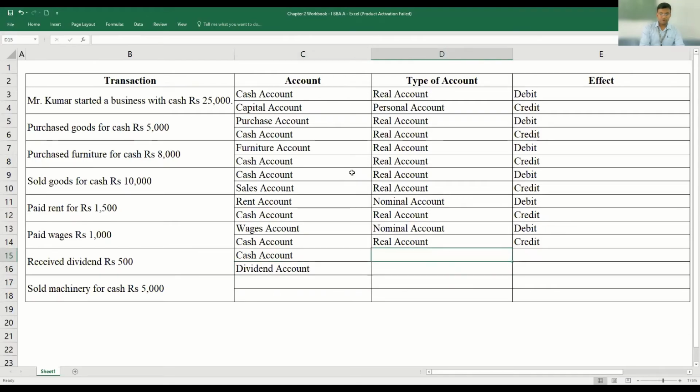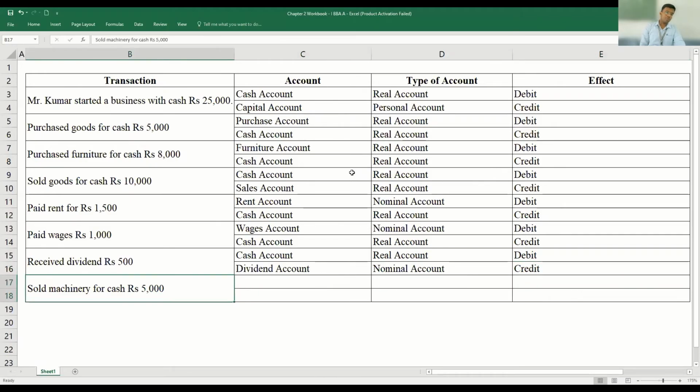Cash account is what type of account? Cash account is real. Dividend account, we know this is nominal. Cash account, what's the golden rule? For a real account, the golden rule is debit what comes in. So you'll be debiting this. Dividend account, what will you do? Dividend account is nominal. The golden rule is debit all expenses, credit all income. So you'll be crediting this.